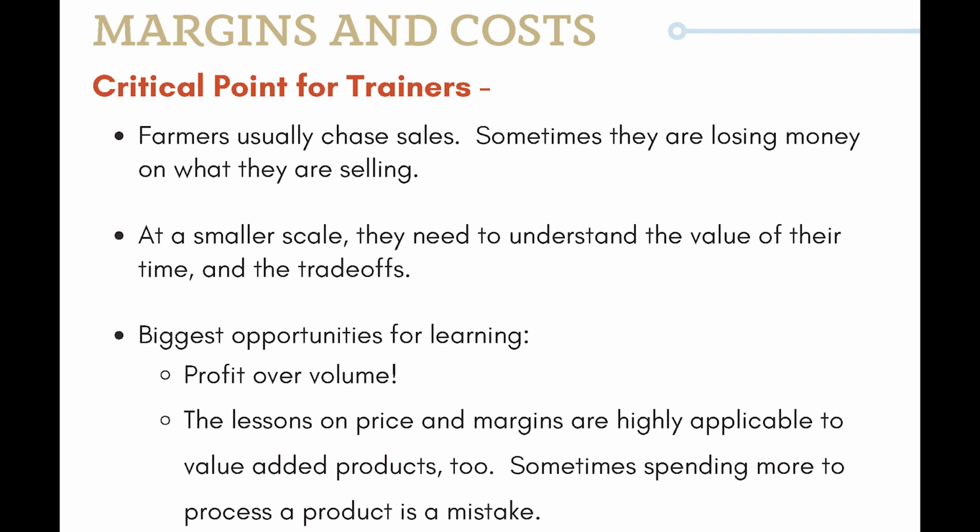So the critical point is that farmers usually chase sales, right? So we want to make sure they're making money on what they're selling. At the smaller scale, it's a trade-off of time. Can we afford to do something or not? And if we're going to use the time for that, we don't have it for something else. So time becomes the opportunity cost. And so the biggest learning opportunity running through this with people is profit over volume. And the lessons on price and margins are so applicable to value-added products too.